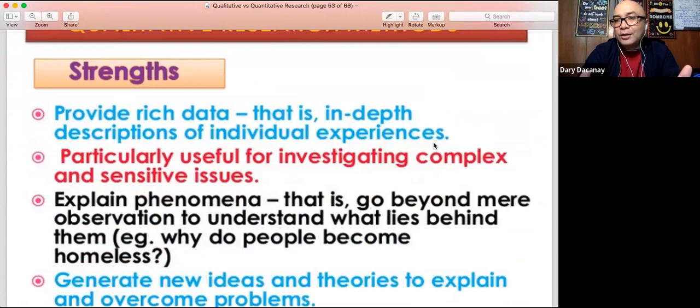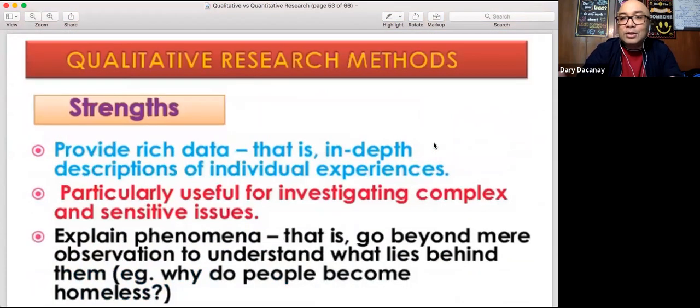Okay, so there are strengths of qualitative research: it provides rich data, is useful for investigating complex and sensitive issues, and explains phenomena. For example, you can do a qualitative research on why Filipinos are so into beauty pageants. There must be a phenomenon behind that. Why are Filipinos so crazy about beauty pageants?